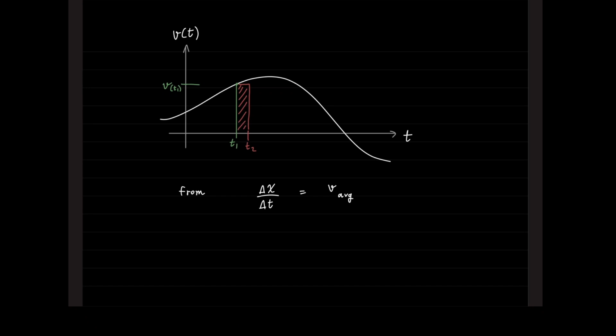Considering that the change in position divided by the change in time is equal to the average velocity, we can say that this tiny change in position is equal to the average velocity multiplied by the change in time. In this case, it is the area of this rectangle right here.